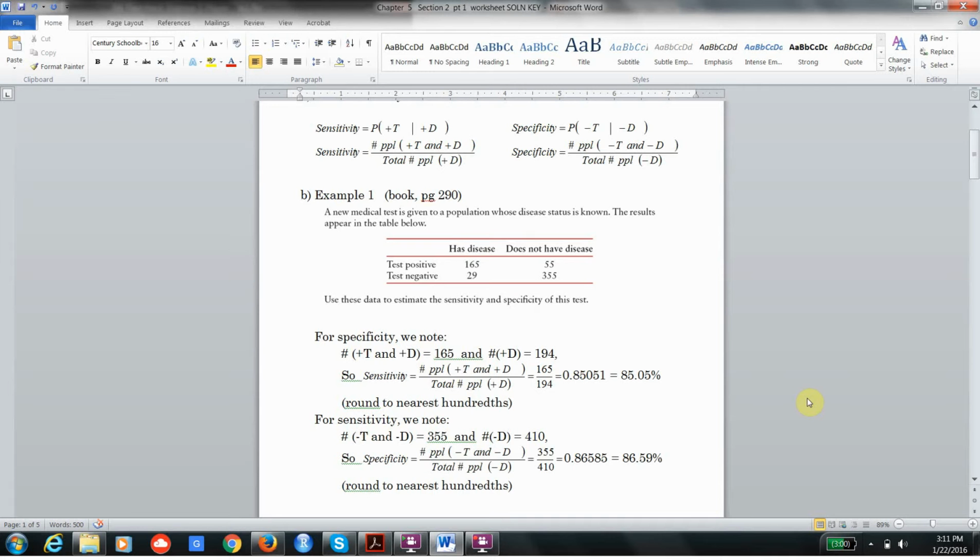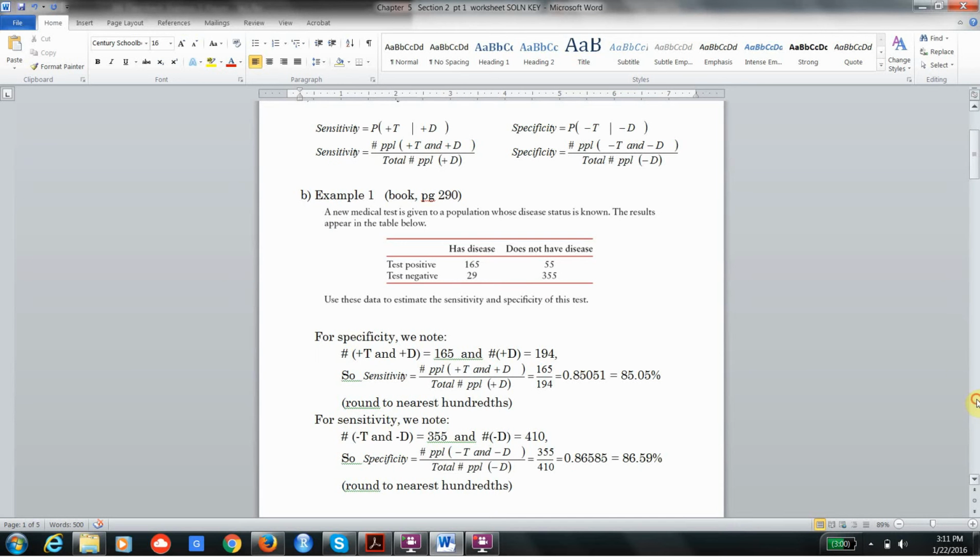For specificity, it's the same sort of deal, except now we're looking at how well the test works when you don't have the disease. So we find out the number of people that don't have the disease with the correct test results is 355. And the total number of people that don't have the disease is 410. Take that ratio, again write it as a decimal out to the 5th place. Notice that this is a 5, so we round the 4th place to a 9 and write that as a percentage.